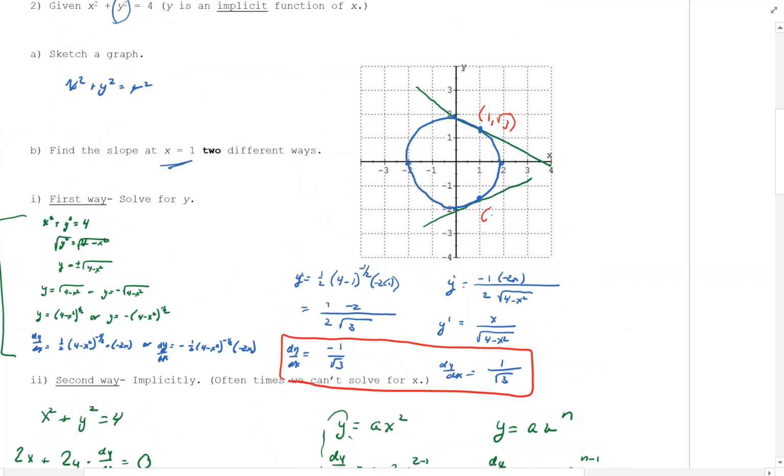And this must be 1 comma negative root 3. This slope must be the negative 1 over root 3, and this slope is 1 over root 3. I, of course, could rationalize those denominators, but I also just wanted to point out we could also really easily write the equation of each of these lines right now by using our point slope.